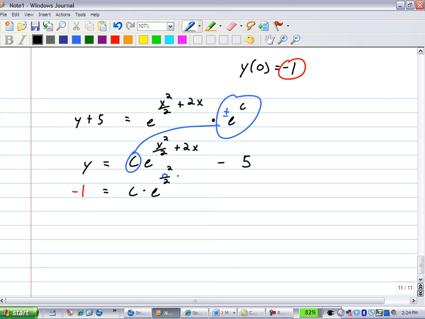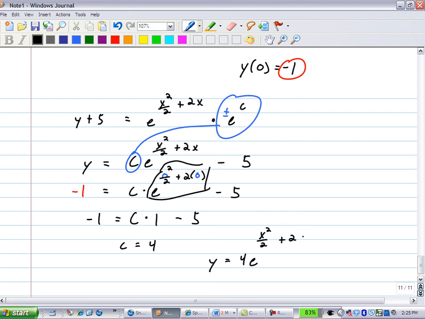So plugging in 0 for x. Yeah, good job. E to the 0 is 1. E to the 0 is 1. So that thing right there gets replaced with 1. C equals 4. So your final answer is a function, and that function is y equals 4e to the x squared over 2 plus 2x, minus 5.